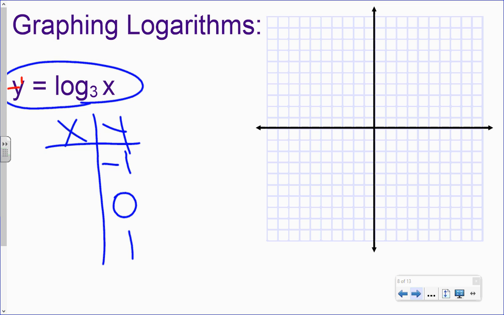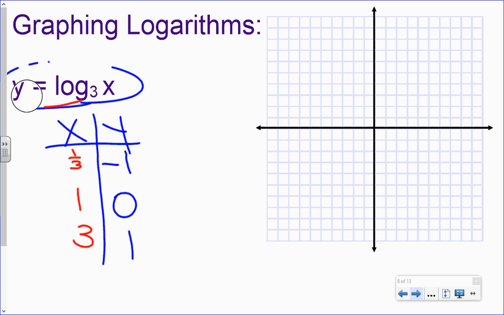So when we have negative 1 for y, 3 to the negative first power is 1/3. That's what our x value would be. So you want us to do it backwards, where we solve for x instead of solving for y? Yes. If our y is 0, 3 to the 0 is 1. If our y is 1, 3 to the first is 3.